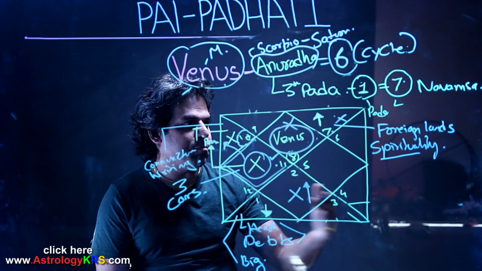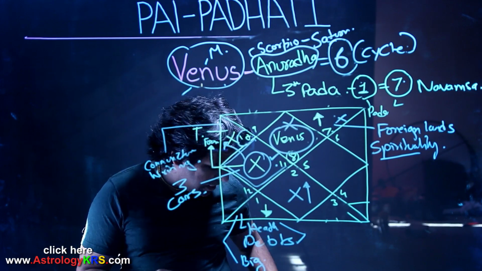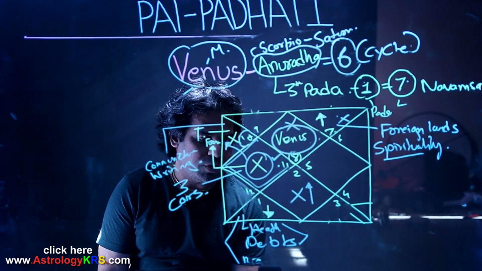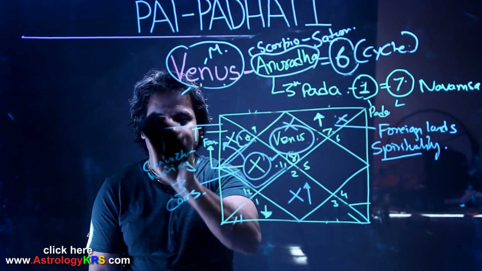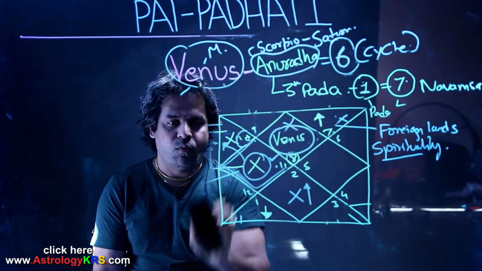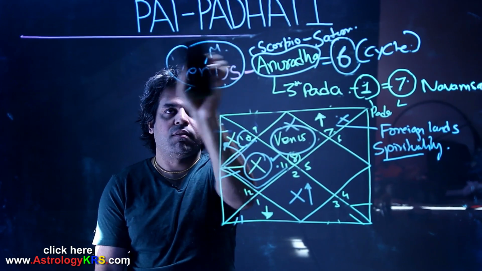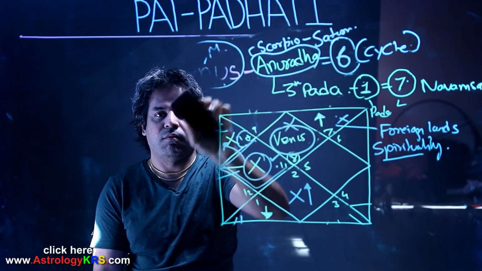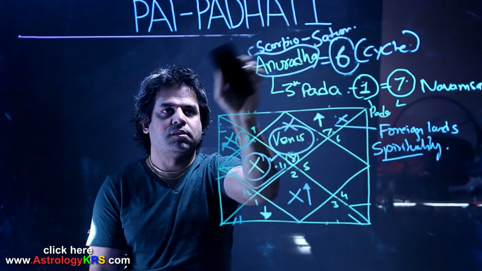So now when you look at the Pai Padhati map, you can look at anything. And here, let me also make this easier for you, so this way you understand what you're looking at. Actually, I can just use the side space. I don't need to erase the whole thing.